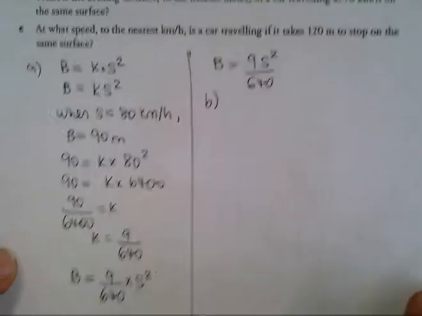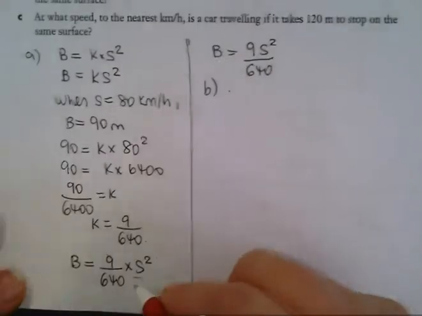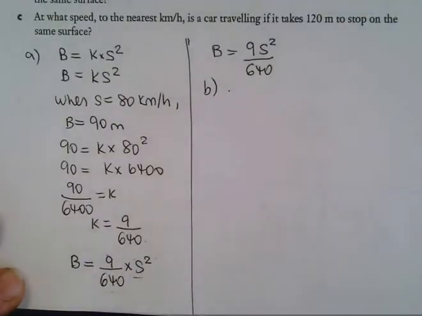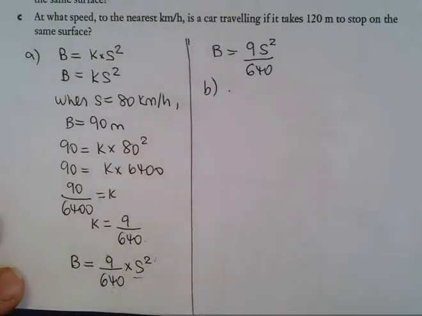That's the formula. Girls, you need to understand that, because S squared is S squared on 1. So that's 9 times S squared over 640 times 1, which is 640.